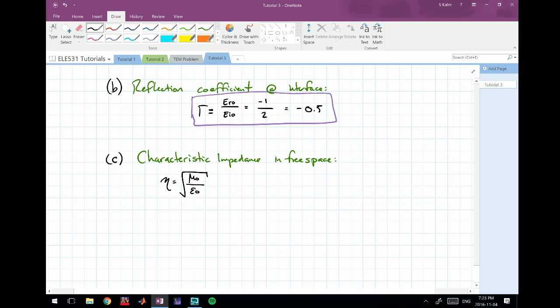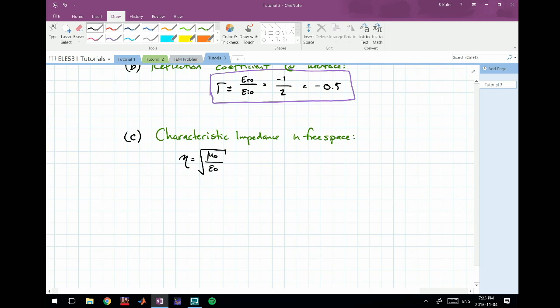So this is mu naught over epsilon naught. If you don't know what this value is off the top of your head, you can calculate it by approximating these. You're not allowed to use a calculator on the test, just so you know.